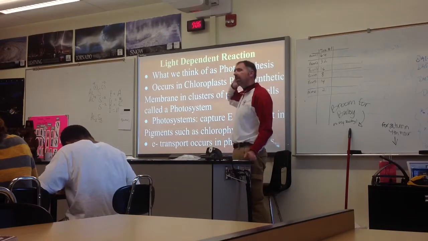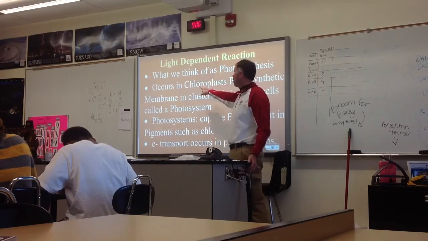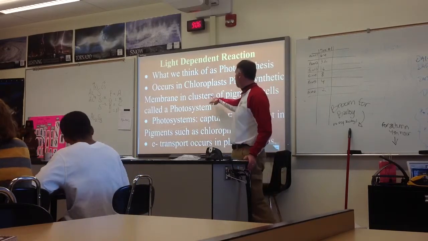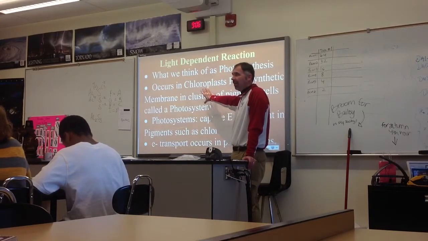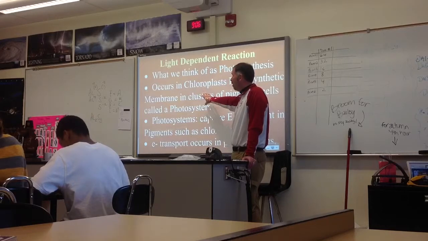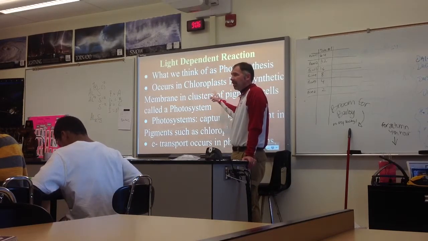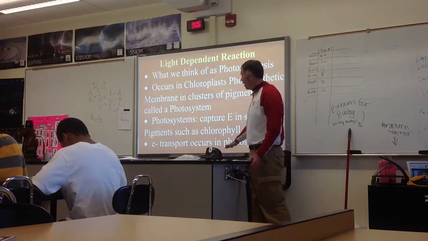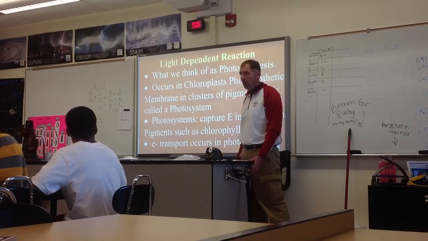The light-dependent reaction, this is basic, this is what you think of as photosynthesis. It occurs in the chloroplast, photosynthetic membrane, in clusters of pigment cells called photosystems. That sentence right there is muy importante for you to remember. These 3 or 4 lines right here, if you don't have those down, you need to add them now.